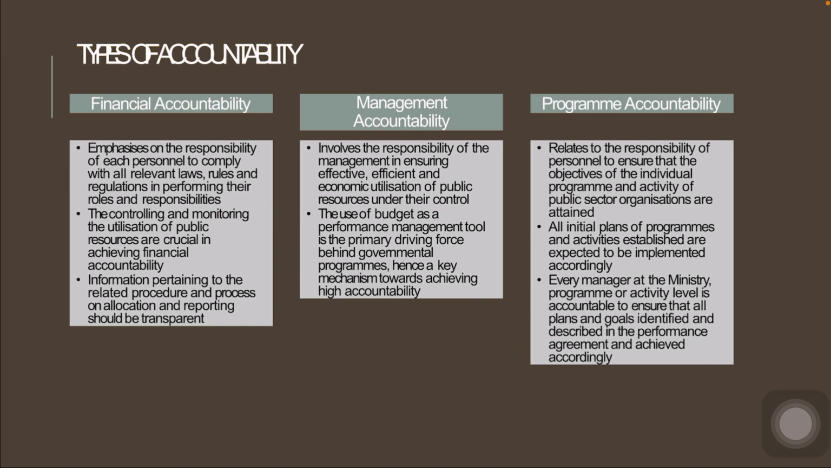MOF and so on. Next, the controlling and also monitoring the utilization of the public money are very important in achieving the financial accountability. And the information pertaining to the related procedure and process on allocation and reporting should be transparent. So basically, information pertaining to the related procedure and process ni kita refer kepada belanjawan negara lah yang you tengok dekat Astro Awani tu. So dah habis dah tentang financial accountability.